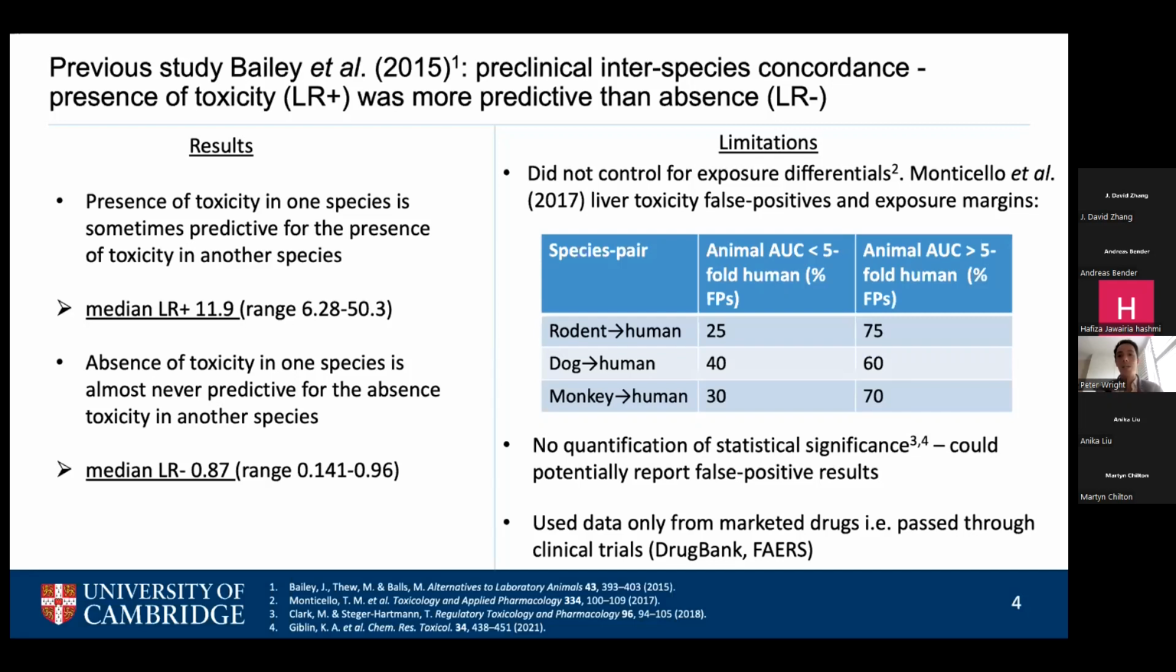Secondly, the authors didn't quantify the statistical significance of the results. So for example, we could consider likelihood ratios as measures of effect size, but it's also important to quantify statistical significance of the results too, just in case we obtain false positives just due to a lack of data. And finally, and importantly, the data set they used to derive their results was only from marketed drugs, so drugs that pass through clinical trials. Therefore, the results will be less relevant to new candidate molecules going through preclinical toxicity testing, which might not have as optimized safety profiles. So there are 3 key limitations.